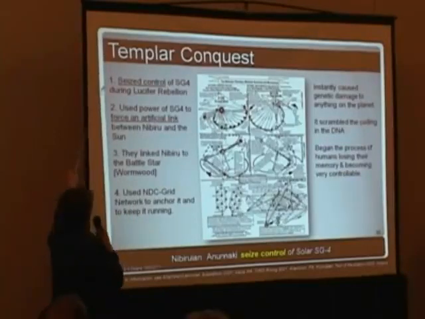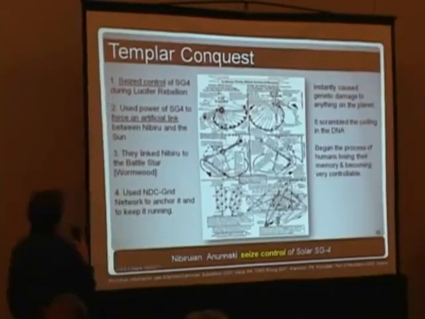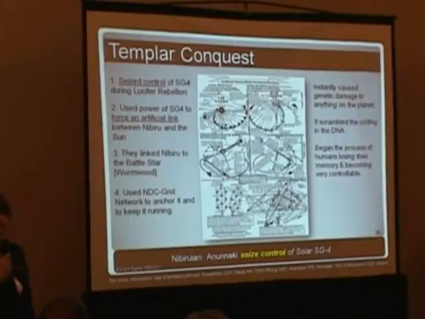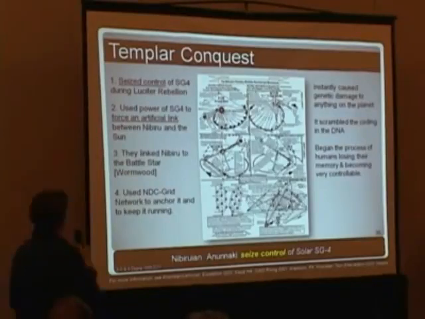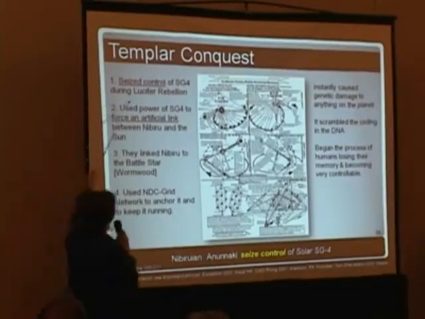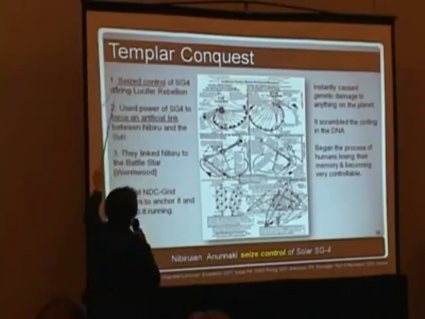So first thing that happened was they seized control of Stargate 4 during Lucifer Rebellion. Does anybody know how they did that? Lorraine? Thoth was in control of Stargate 4. Okay, so in the Lucifer Rebellion, they seized control of Stargate 4.